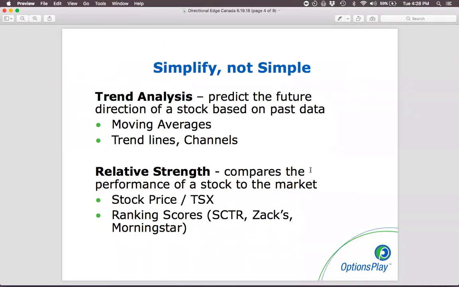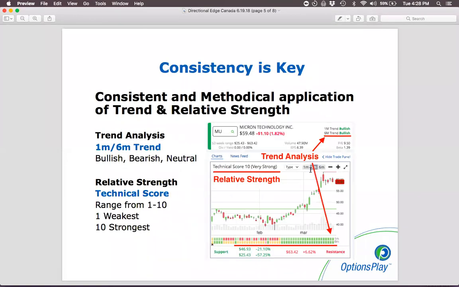So let's see, how can we combine these two together? Now, the one thing I want to point out, with any form of trend analysis, with any form of relative strength, you don't necessarily have to subscribe to our version of trend analysis or relative strength. You may have your own way of analyzing the trend, and you may have your own way of looking at relative strength.